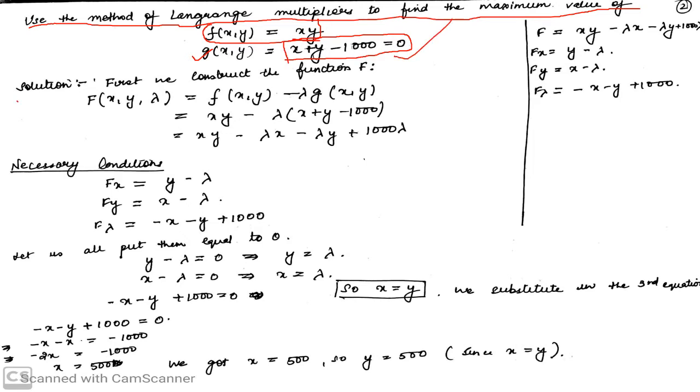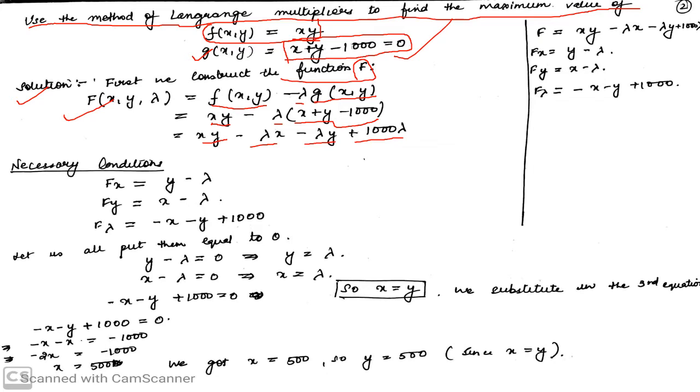First step, we construct the new function, that is f. It is a function of 3 variables x, y and lambda. As we've already done, this will be the original function minus lambda into the constraint function. This is xy, minus lambda into x plus y minus 1000. Multiplying and taking these out of the bracket, this will be minus lambda x, minus lambda y, and minus minus becomes plus 1000 lambda.